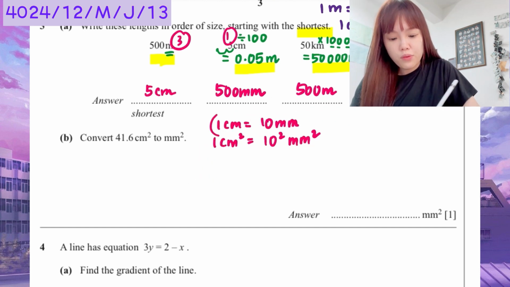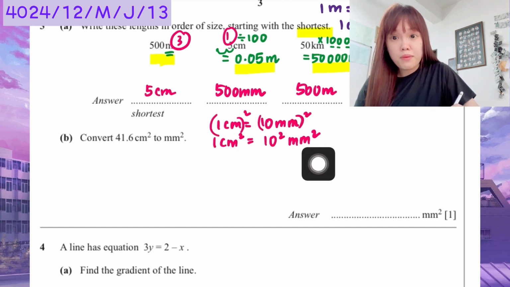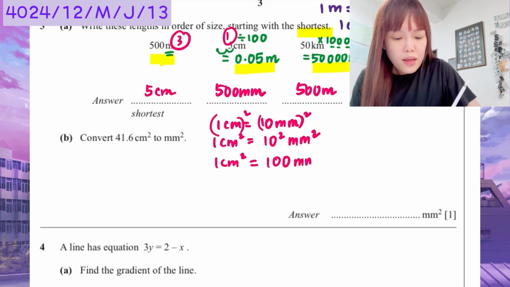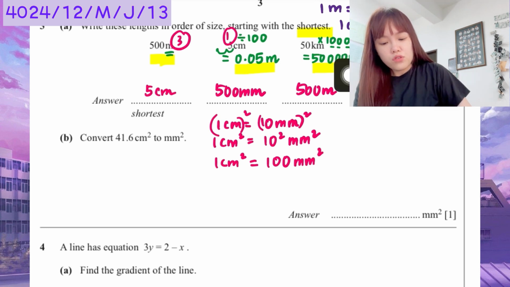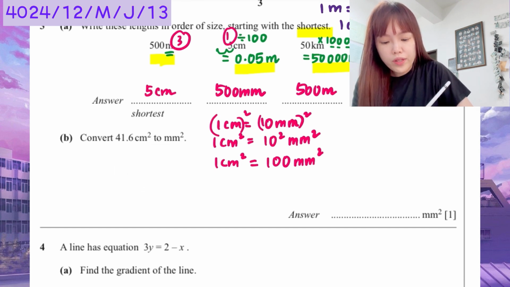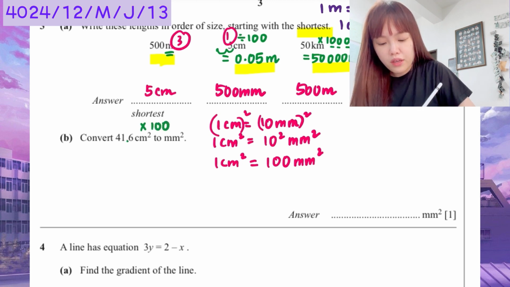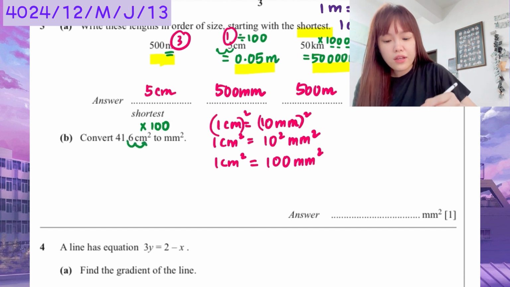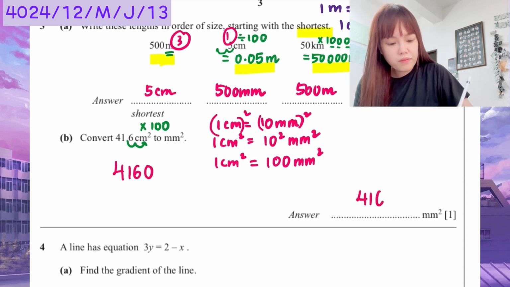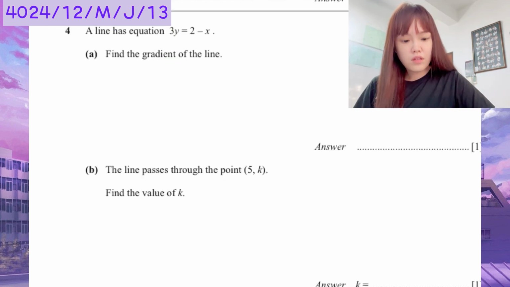So if you want to square, basically we square both sides. So we have 1 centimeter square equals 10 square mm square, which means that 1 centimeter square is equal to 100 mm square. So if 41.6 centimeter square, we want to change to millimeter square, what we do is we times with 100. Times with 100 means we move the decimal 2 times to the right. So my answer is 4160. Okay, so that's all for question number 3.